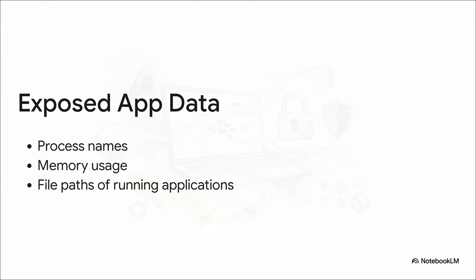Well, if a granted app wants to, it has visibility into your entire running process list. It can view the memory usage of other programs, and most alarmingly, it can see the exact file paths of running applications. If you have a sensitive password manager open or a private health document, a completely unrelated app with diagnostic permissions can see exactly that it's running and precisely where it is located on your drive.